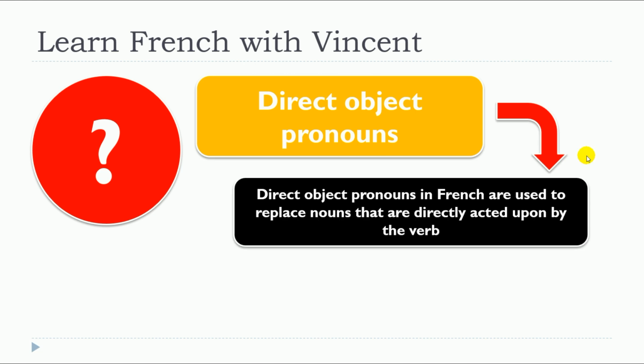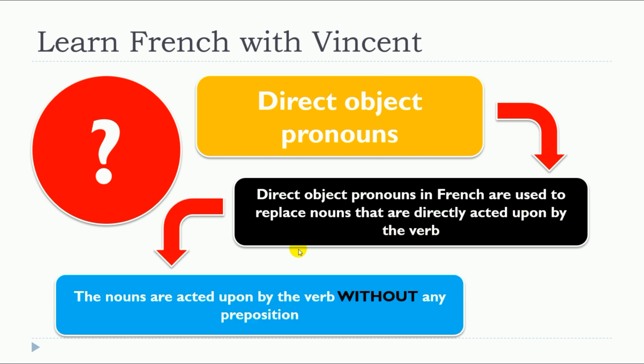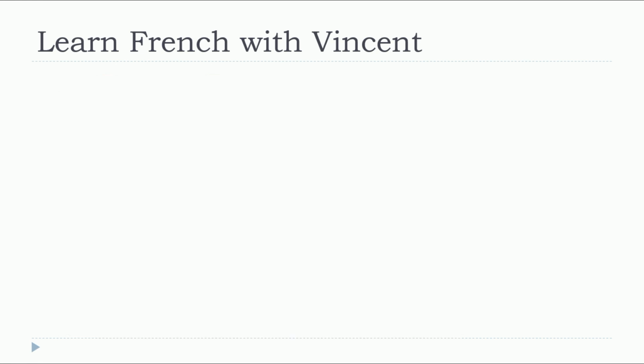But to make it short, direct object pronouns in French are used to replace nouns that are directly acted upon by the verb. And the nouns are acted upon by the verb without any preposition. So that's the reason why we call them direct. It's because it's without any preposition between the verb and the noun.